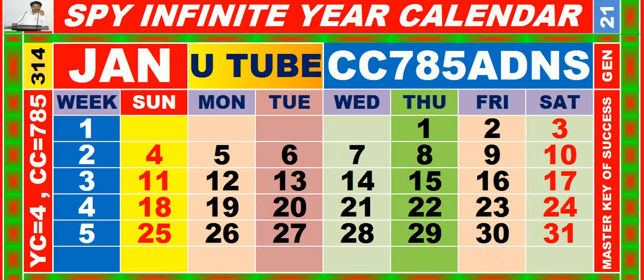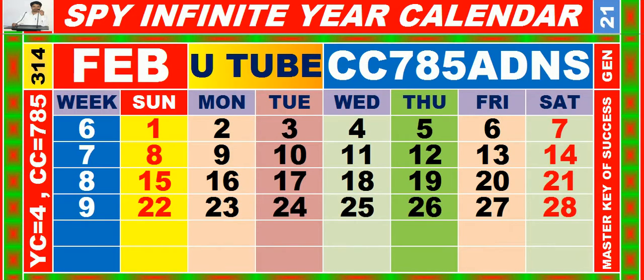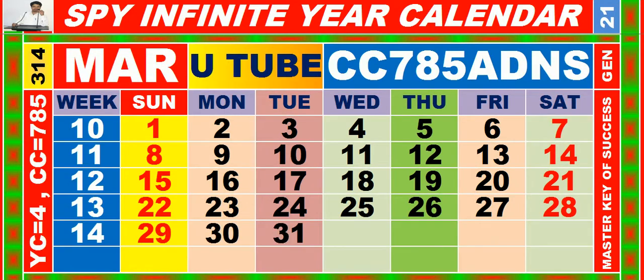Calendar for the month of January, having calendar code equal to 785. Calendar for the month of February, having calendar code equal to 785. Calendar for the month of March, having calendar code equal to 785.